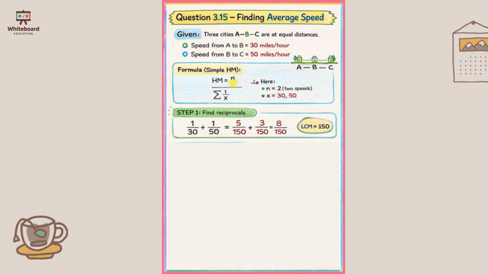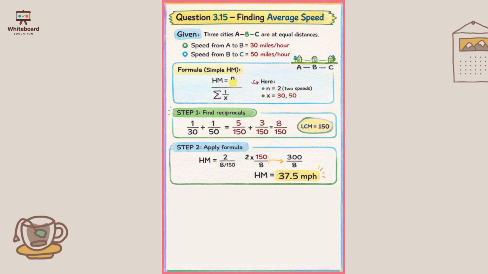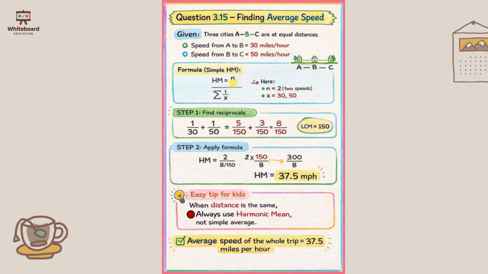Step 1. Find the reciprocals. 1 over 30 plus 1 over 50 is equal to 8 over 150. Step 2. Apply the formula of the harmonic mean, 2 divided by 8 over 150. For that, we multiply 2 by 150 over 8, that equals 300 over 8. Thus 37.5 miles per hour is the answer. Remember, when distance is the same, always use harmonic mean, not the simple arithmetic average. Hope you got it.